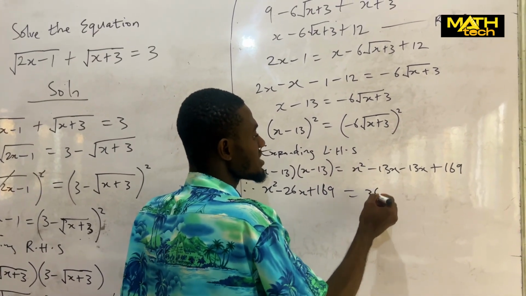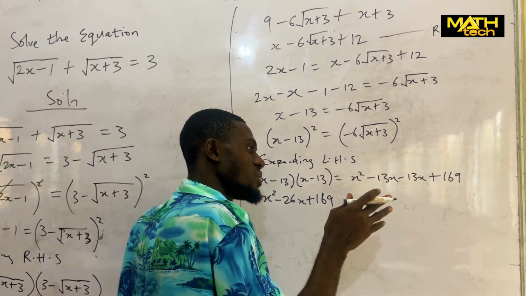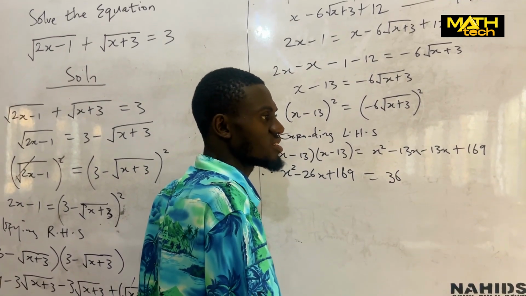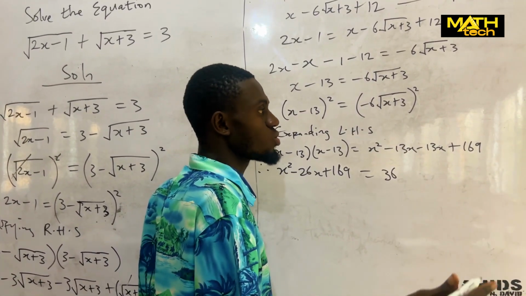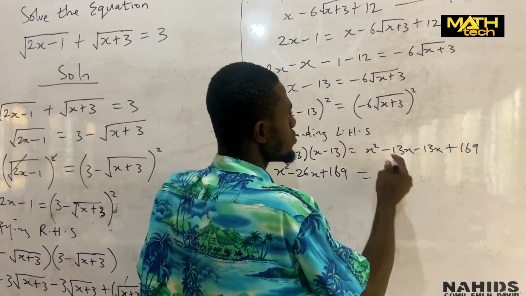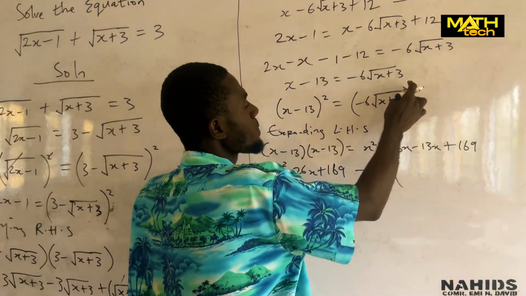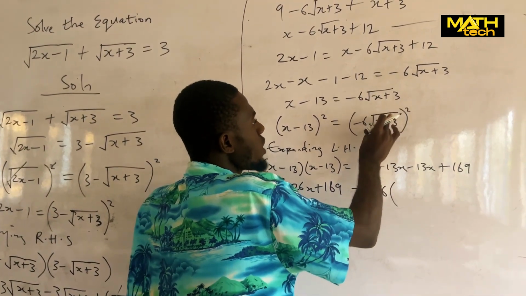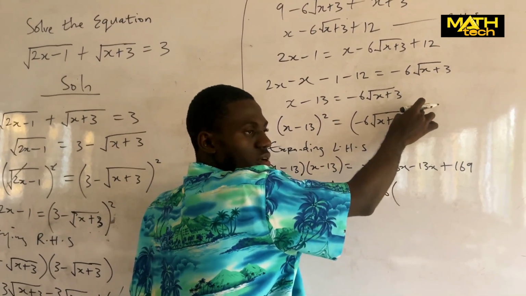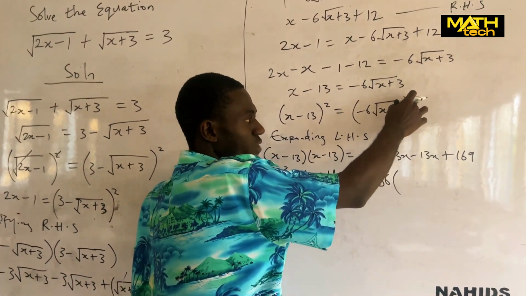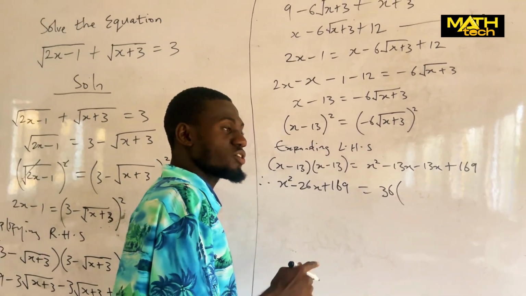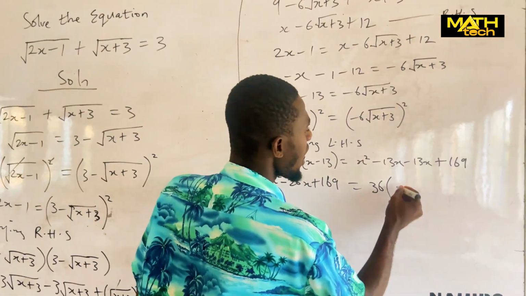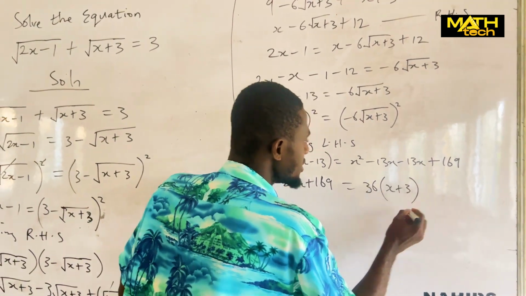Don't forget I said that plus 6 squared is equal to 36, and minus 6 squared is also equal to what? 36. So 36 into the square root of x plus 3, squared also. Don't forget that the square is always an inverse of the square root, and the square root is also an inverse of the what? Square. So here we'll have x plus 3.